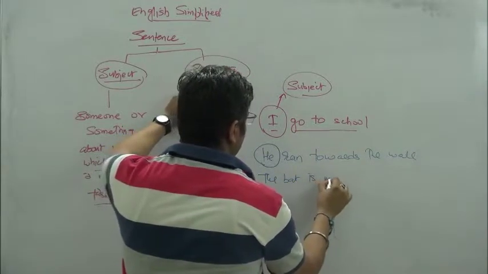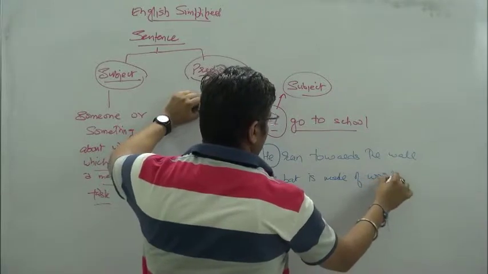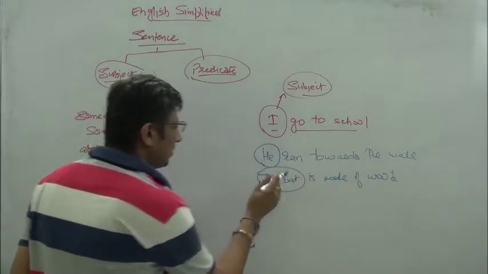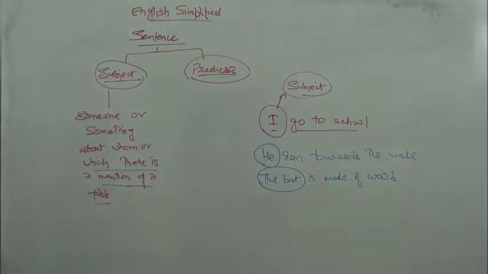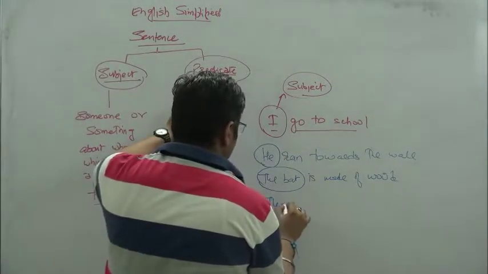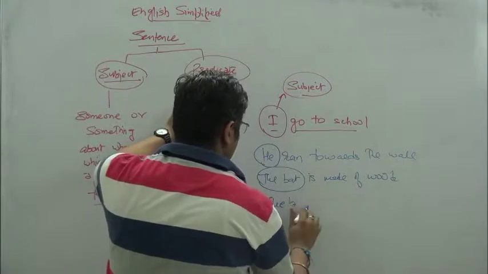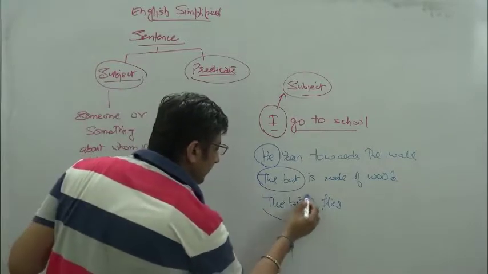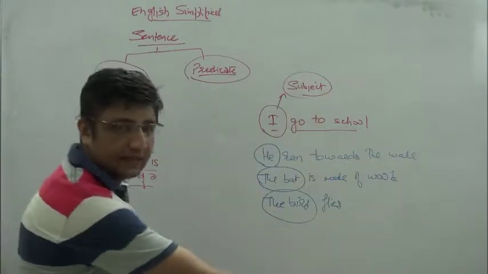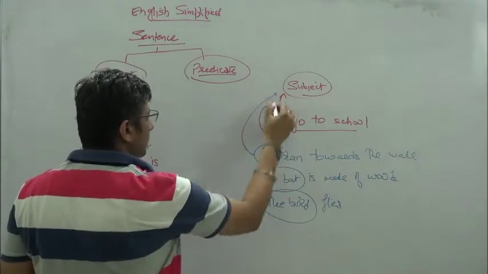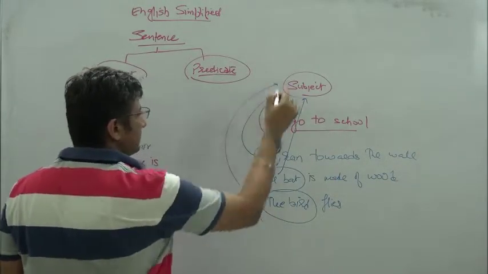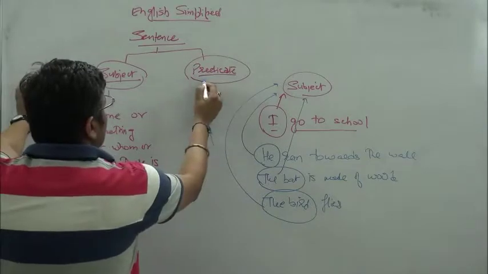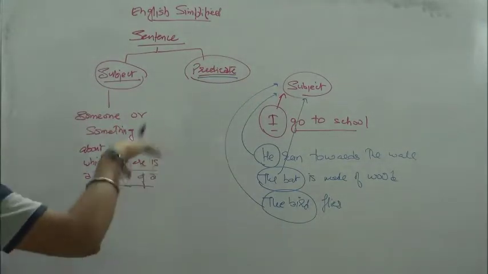Okay, the bat is made of wood. What is made of wood? We are talking about the bat. Okay, the bird flies. We are referring to the bird. The bird is doing something. So essentially, these are all my subjects in the sentence. All right, and then I refer to predicate about the subject.